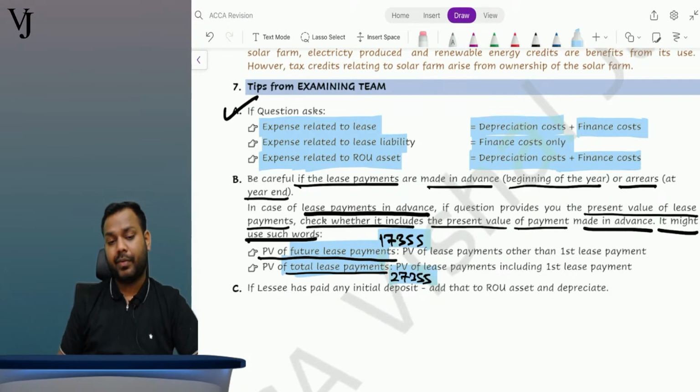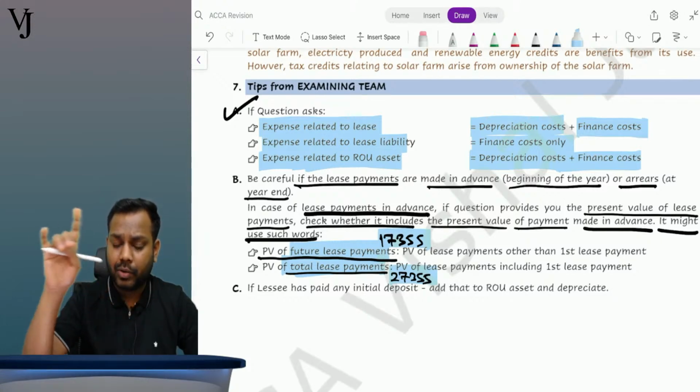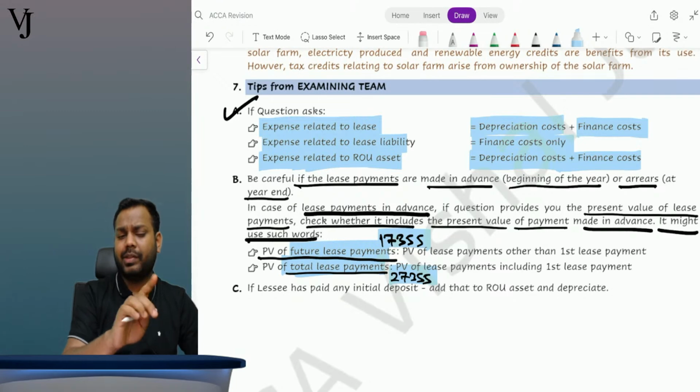Is it clear, everyone? Guys, I emphasize it multiple times in my regular classes, and I will emphasize it right now also, that please read the question properly, because one single word can change the entire answer.